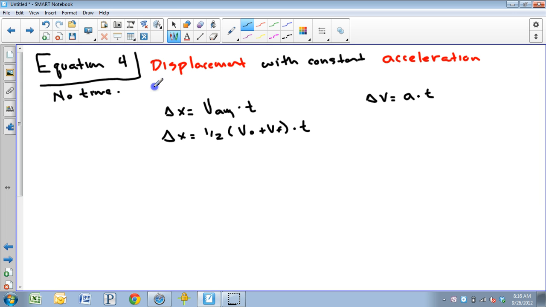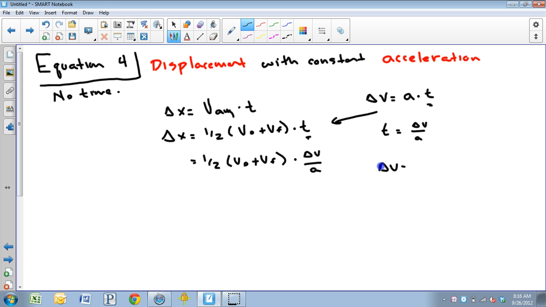And equation number 4 is unique because it has no time component to it. And so because it has no time component, we want to get rid of the time pieces. So if I solve this equation for time and plug it into this equation here, we're going to get rid of our time. So time is equal to delta V divided by a. And when I take that, I end up with 1/2 V initial plus V final times delta V over a. But remember again, delta V is equal to V final minus V initial.